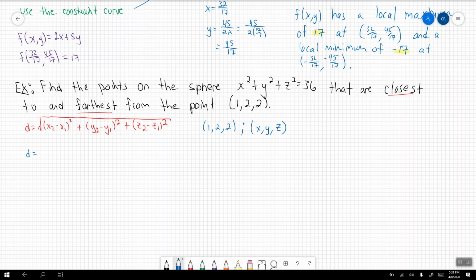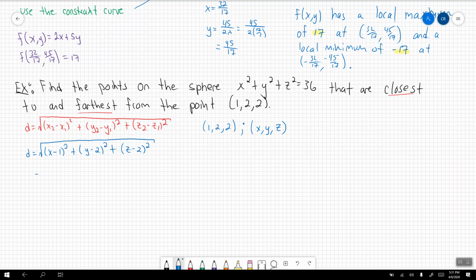Which means my distance here is then going to be the square root of (x minus 1) squared plus (y minus 2) squared plus (z minus 2) squared.